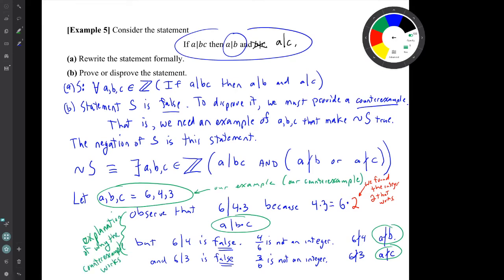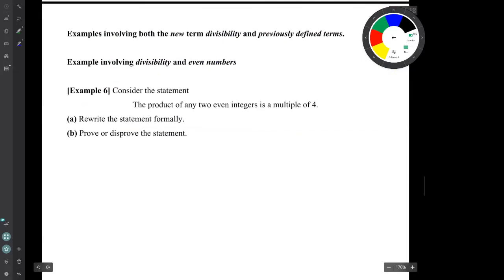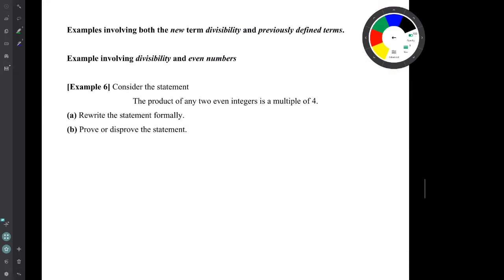So again, our job was to come up with a counterexample and explain to the reader why it works as a counterexample. Now I want to do some examples that involve the new term divisibility and previously defined terms. So the first example involves divisibility and even numbers.